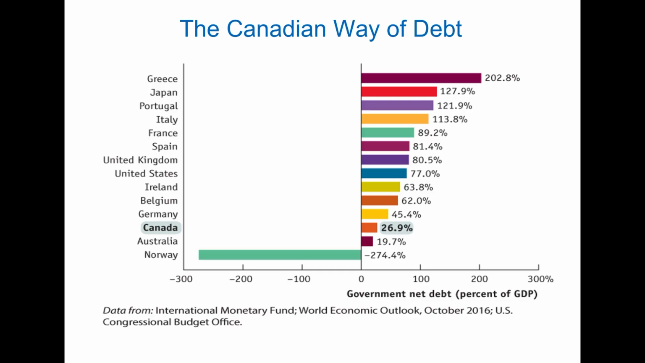202.8% of their GDP. So double their GDP. That's so much loan, and that's why they have to pay the highest interest rate as compared to Germany. And you see all these countries like Japan, Portugal, Italy, France, Spain, United Kingdom, they all have a debt. Why? Because they run deficit budgets, so then they have to borrow, and in this way they accumulate. And even we in Canada have a 26.9% debt to GDP.